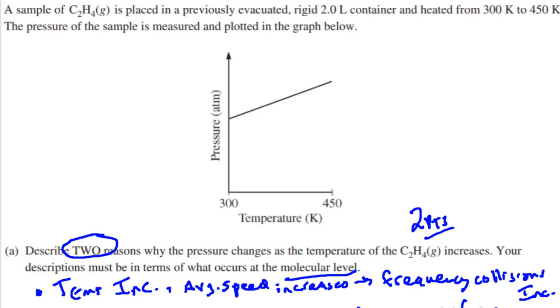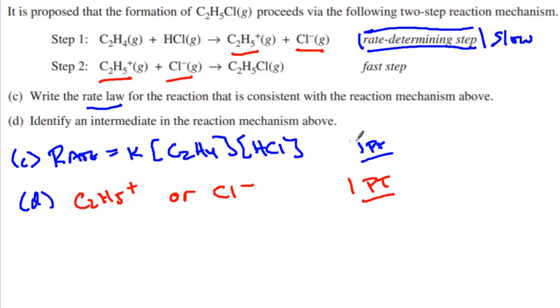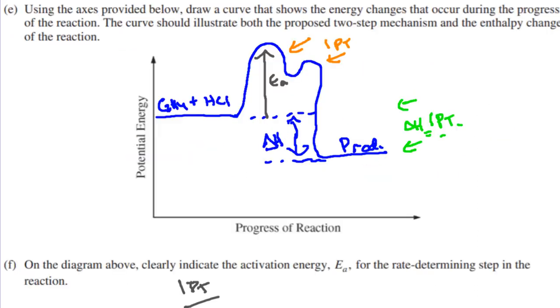So if I review, we have 2 points for A, that third point is for B, fourth point and fifth point for C and D, 6th point and 7th point for E, and 8th point for F.